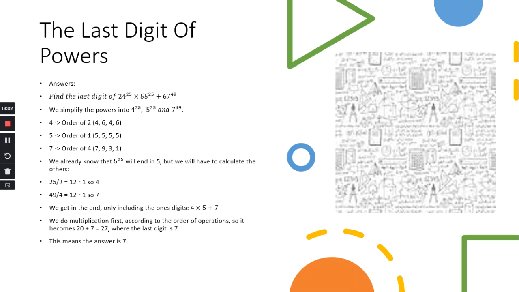We can do this according to the order of operations now, which is brackets, indices, exponents, whatever you call them. And then it's division and multiplication, then addition and subtraction. So first the multiplication, 4 times 5 is 20, plus 7 is 27. You take the last digit again, so you get 7. This means the answer is 7.